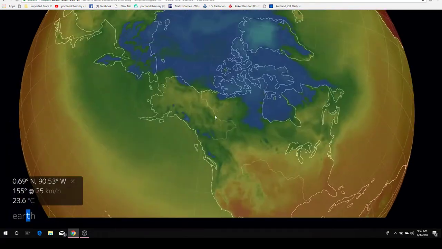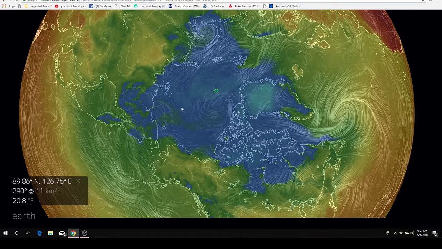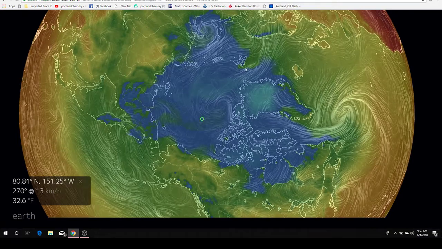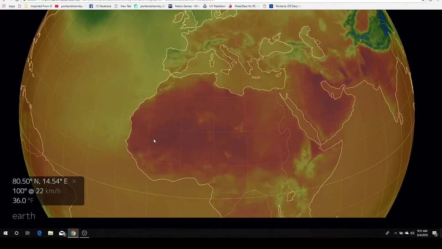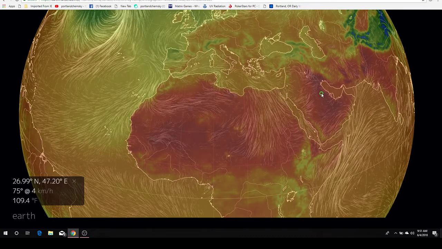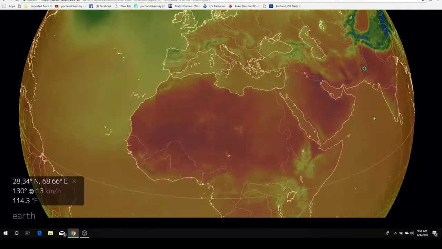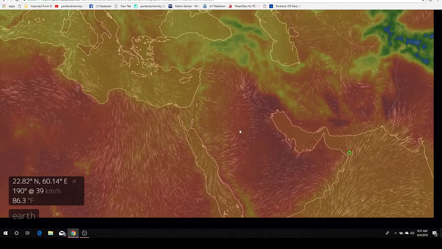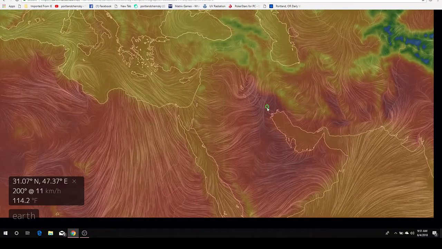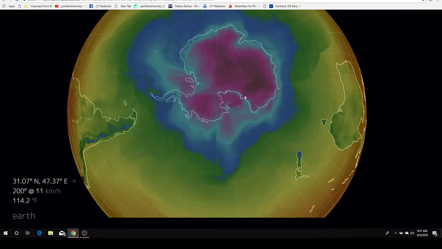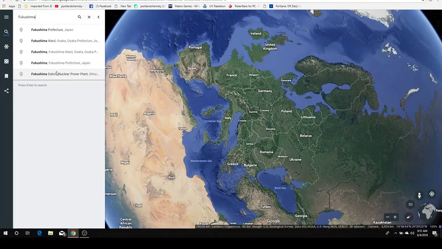Just look at temperatures for a second. North Pole. Frozen. Let's see. 112, 109, 114. Euphrates Valley, 114. South Pole, frozen. Okay, Google Earth.